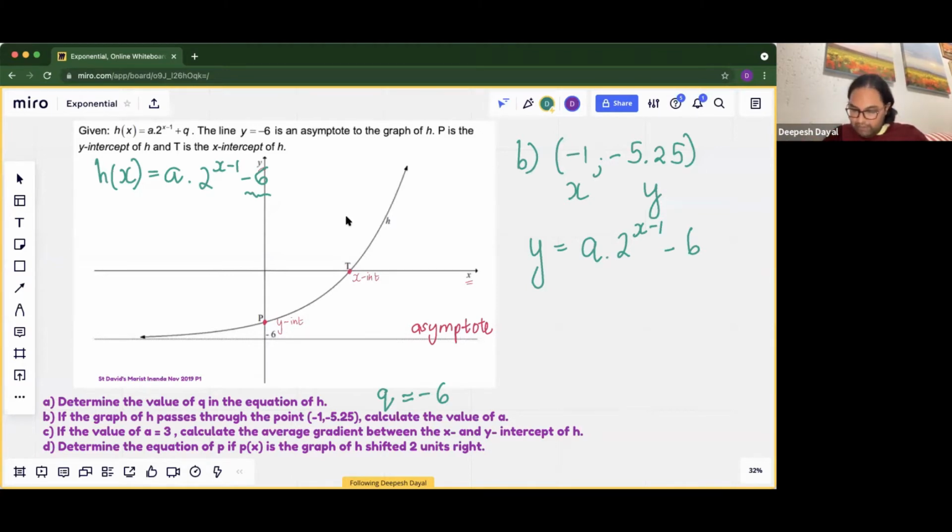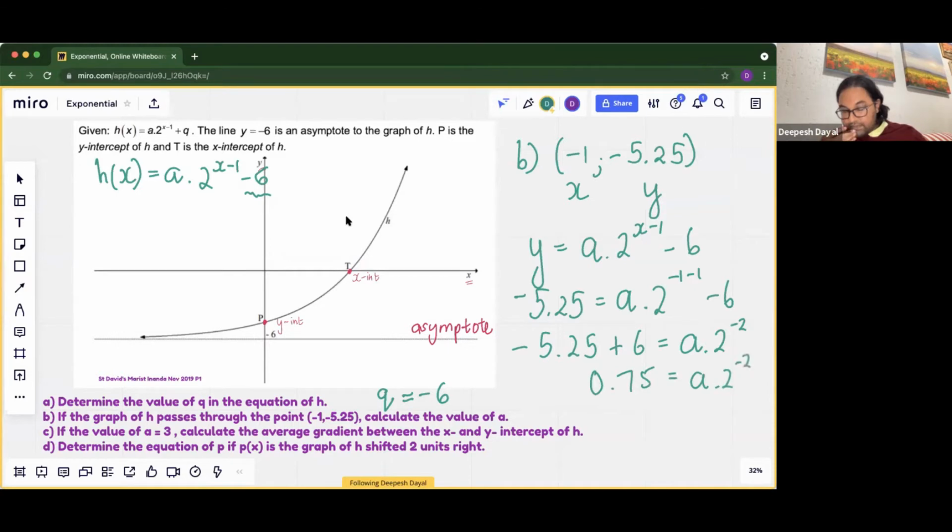Okay. So we're going to plug in the place of y. I'm plugging in minus 5.25. And in the place of x, I'm plugging in minus 1. Then I'm going to take the 6 over. So it's minus 5.25 plus 6 equals a times 2 to the minus 2. And here, minus 5.25 plus 6 is 0.75 equals a dot 2 to the minus 2. And then we have 0.75 divided by 2 to the minus 2 equals a.